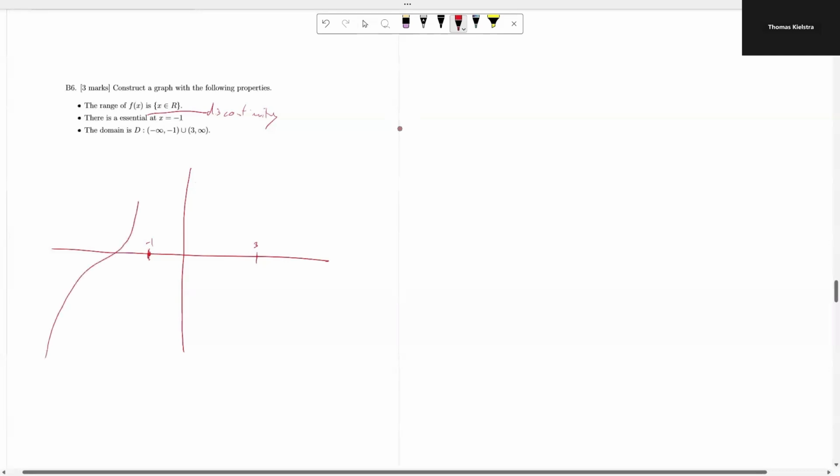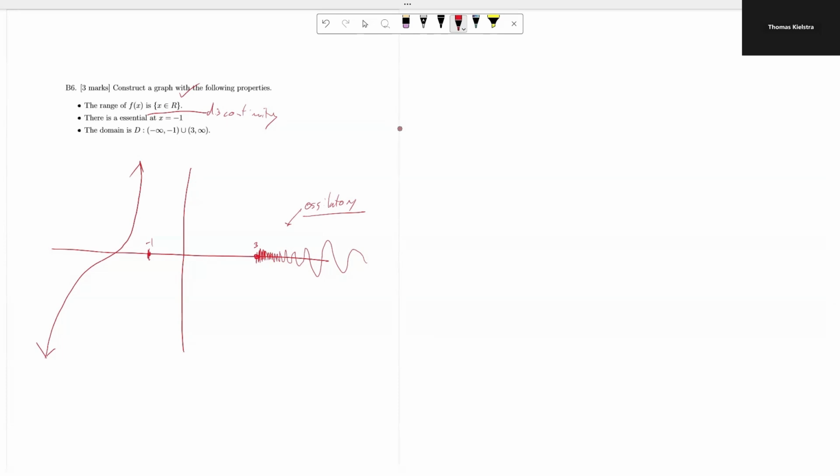So what I'm going to do is have an infinite discontinuity at minus 1 and go down to negative infinity over here so that I get that entire range. And now here, we're not including 3. So I'm going to do an oscillatory discontinuity because it's kind of fun. And I'm going to put a little word, oscillatory, meaning it never actually hits a point. It never gets to 3. There's no definition at 3. And I'll put a little circle there to say, see, I'm not defined here. Lovely. And we have our B6.